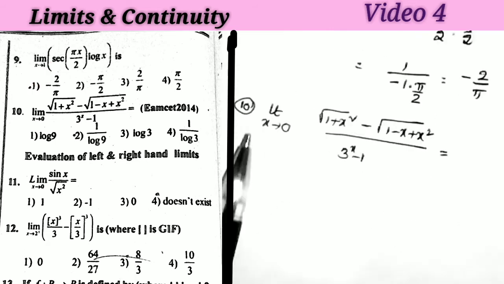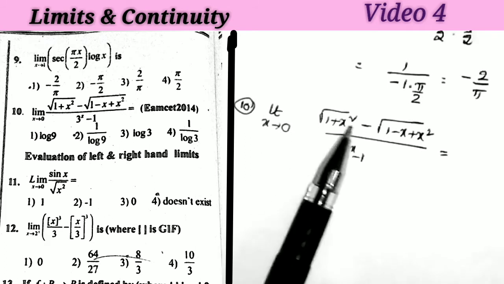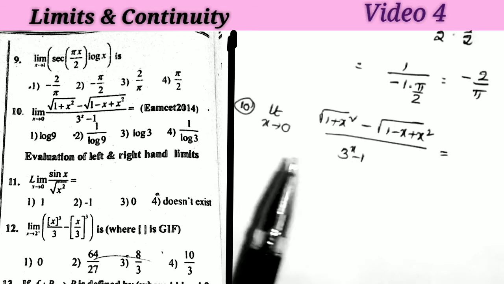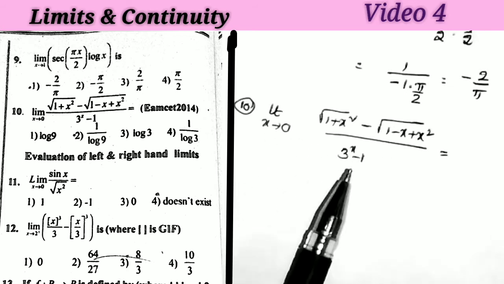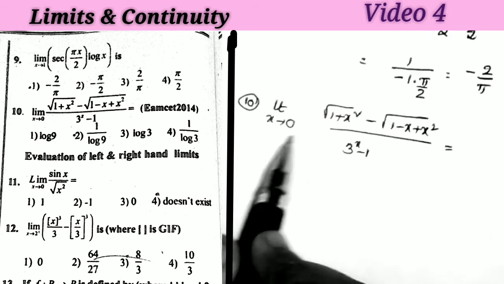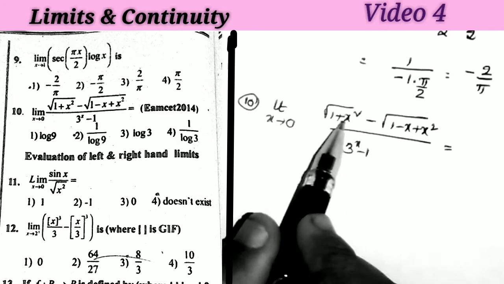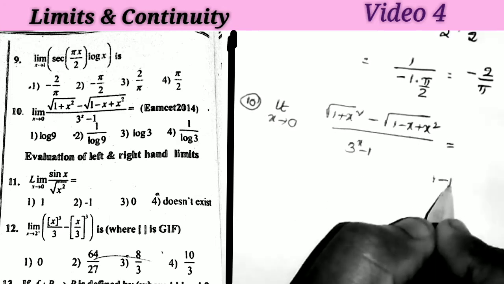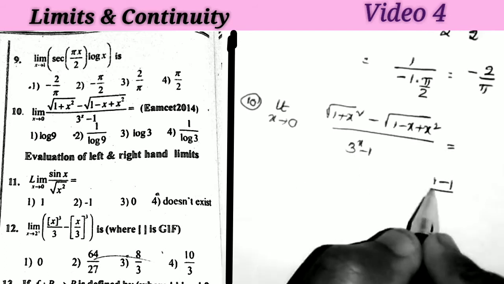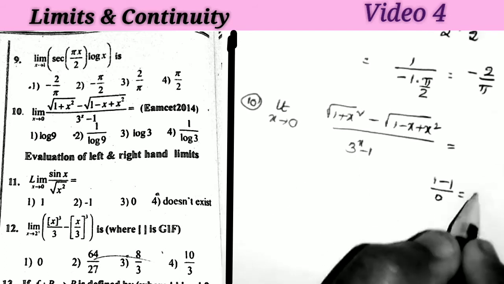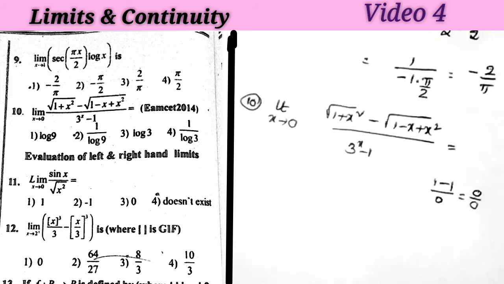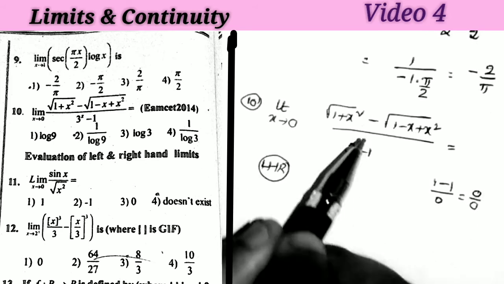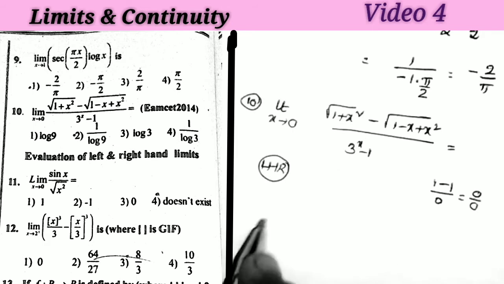The next question, limit x tends to 0 of (√(1+x²) − √(1−x+x²)) divided by (3ˣ − 1). Directly substituting x = 0 in the given question, we get 1 plus 0, 1 minus 0 plus 0, and 3 power 0 minus 1, that is 0. So it gives the form 0 by 0. We apply the L'Hospital rule, that is, derivative of the numerator by derivative of the denominator.